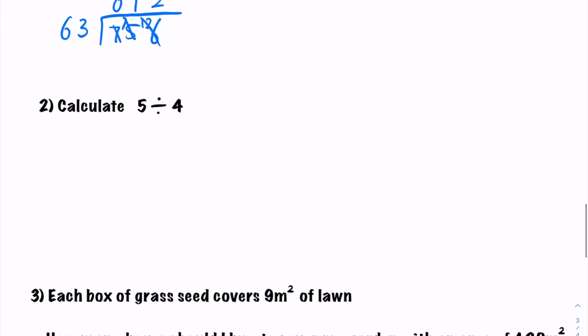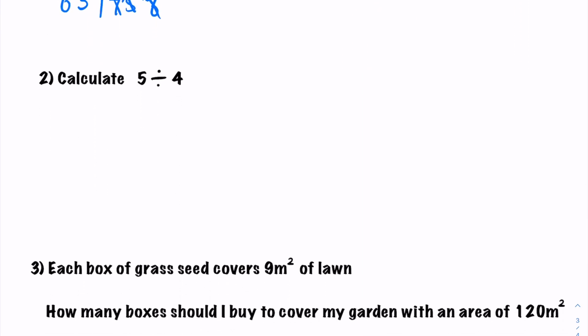Calculate 5 divided by 4. So this one here is a bit of an awkward one. I'm going to talk about what happens in this case here. So let's do the normal bus stop method. So 5 divided by 4. So how many 4s go into 5? You'd say 1 with a remainder of 1.